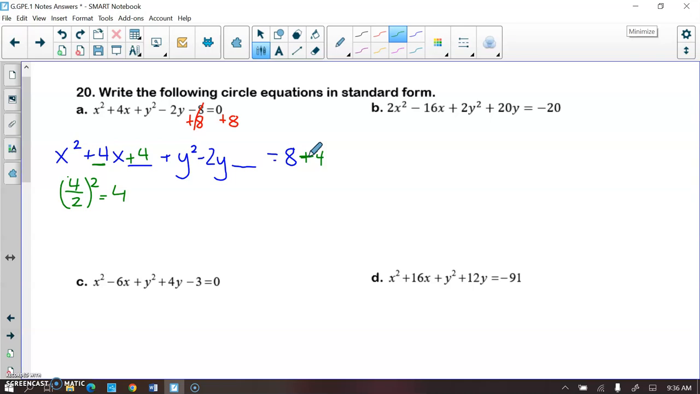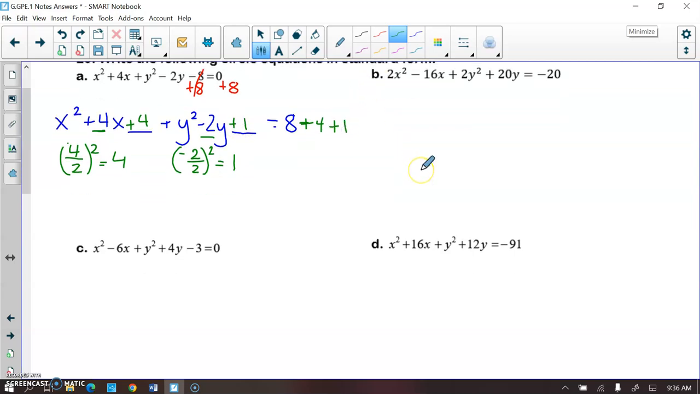Then I do the same thing with my y side. I take my b value, I divide by 2, and I square it. A negative 2 divided by 2 is a negative 1. A negative 1 squared is a positive 1. I add that 1 to both sides.